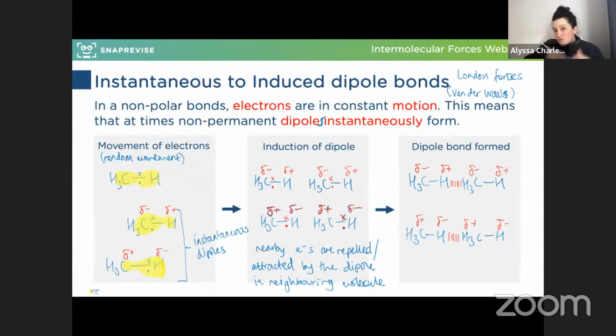And then the electrons will move on and move somewhere else, and we lose the dipole, and then we lose the attraction. So these are very, very weak intermolecular forces, but you still get the attraction. So here we have our instantaneous to induced dipole forces. And that attraction that we need to overcome, this is our London force.